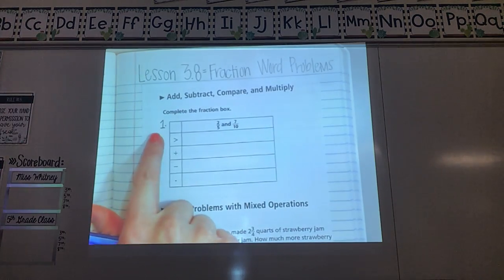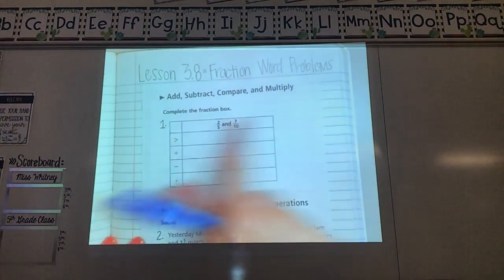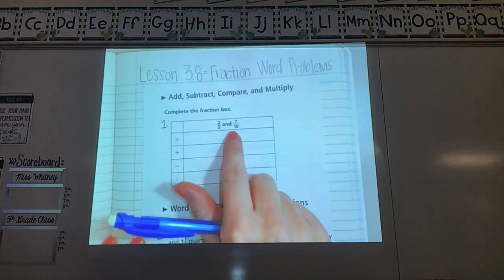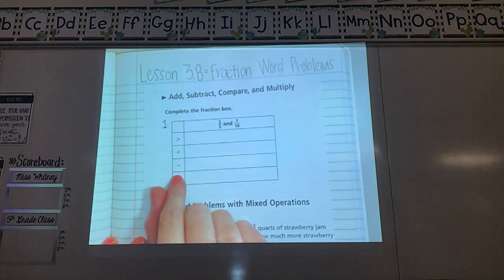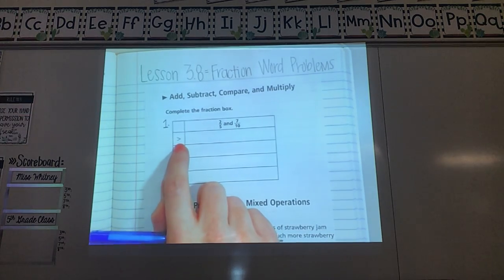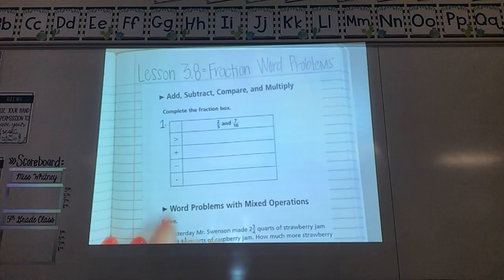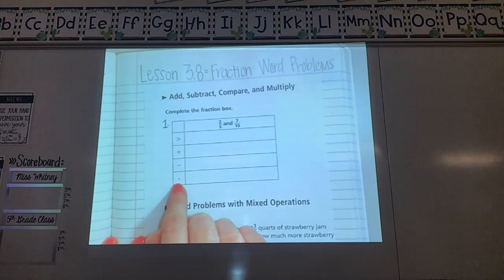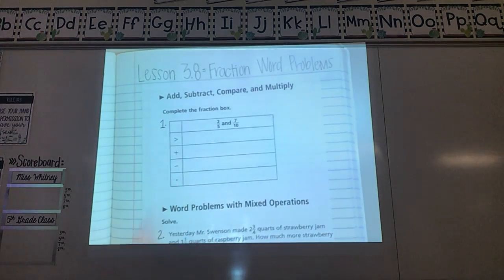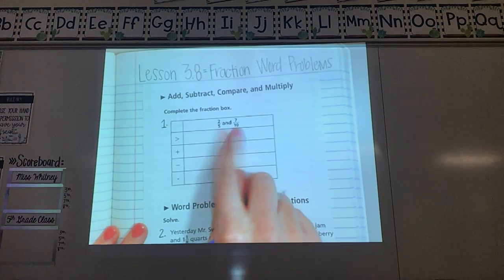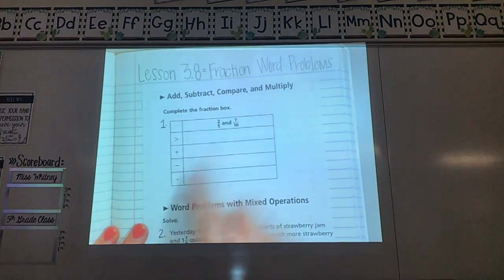So let's start with number 1. This is called a fraction box, and a fraction box gives me two fractions at the top, and then it gives me 4 things to do with them. This means to compare them. Remember the alligator mouth? I'm going to add them, subtract them, and then I have a dot. What does a dot mean? To multiply them. Anytime I have a fraction box, we always want to start with multiplication because we can just use these fractions right here and multiply them.